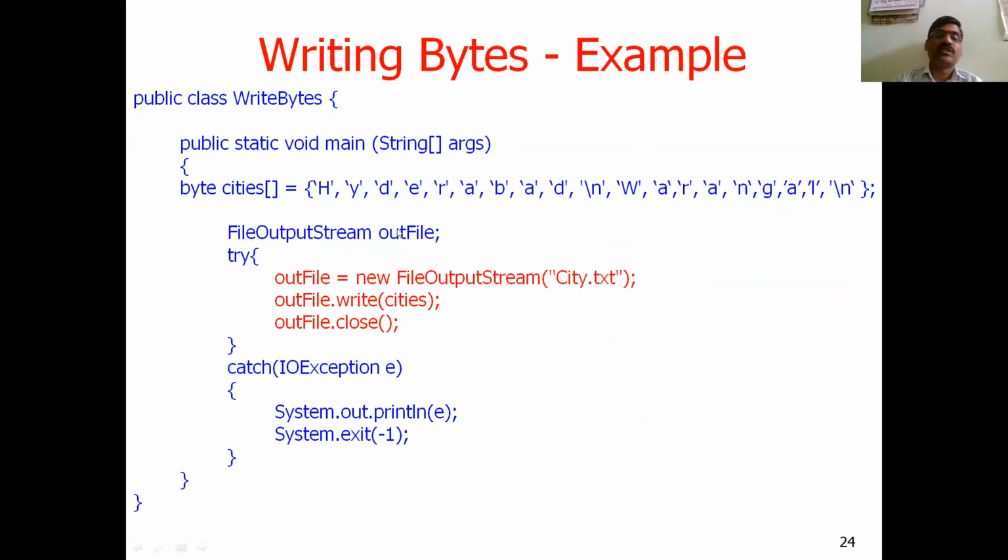Then I am using FileOutputStream. I am creating an object, new FileOutputStream of city.txt. Into this FileOutputStream, outFile.write of the cities byte array I am giving here. This is the byte stream, writing of a byte stream. Then I am closing with outFile.close. Then just open the city.txt file in Notepad and observe whether these strings are written into the file or not. This is how we can do it using byte streams, basically FileOutputStream, which is a byte stream.